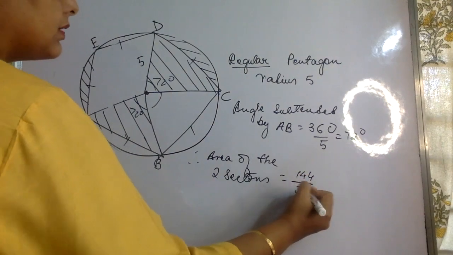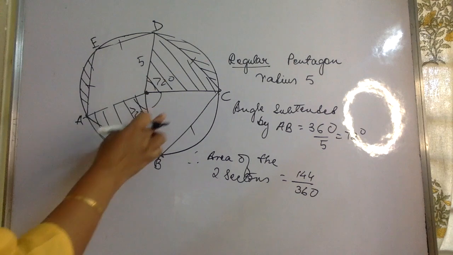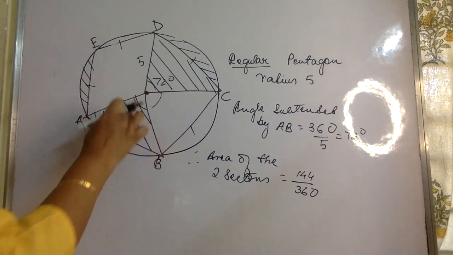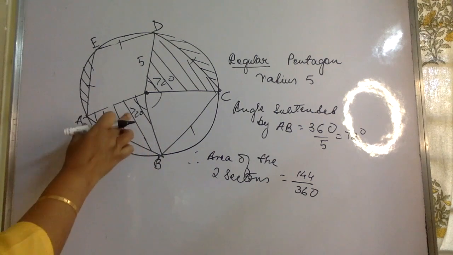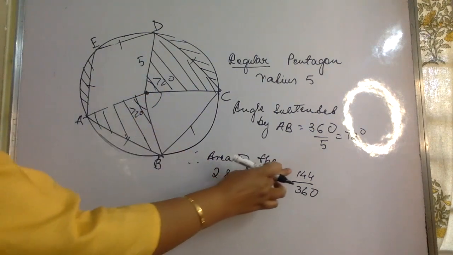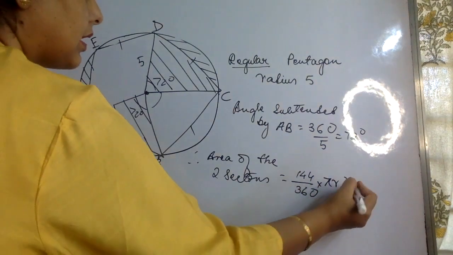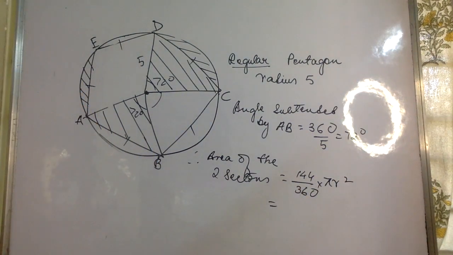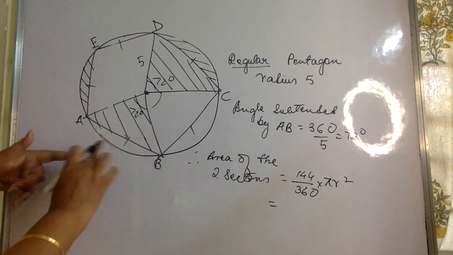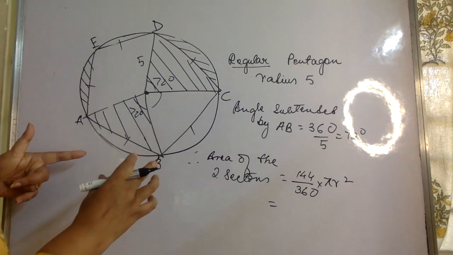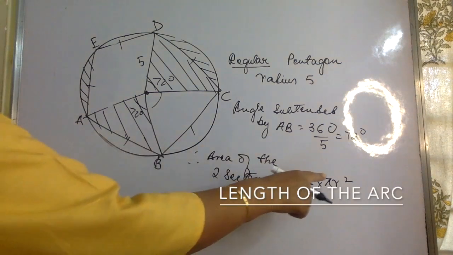144 by 360, this is the fraction, because the full circle, the full 360 degrees, makes an area of pi r square. If I am taking only 144, it is going to be that fraction of pi r square. So this is pi r square, because they have asked for area. When they ask for the length of the chord, then we go for 2 pi r over there.